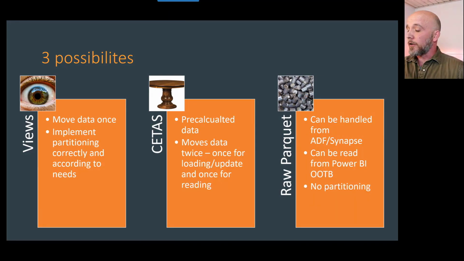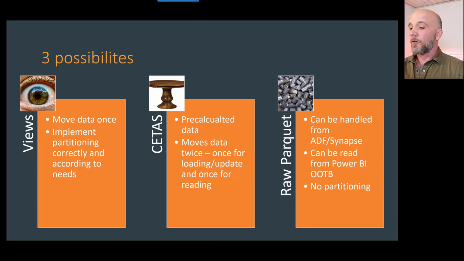If I do a view on a CSV file, then I'm only moving data once through the serverless SQL endpoint, because I'm storing it inside my blob storage, and then when I need it, I read it directly from the view. And if I need partitioning, then do it correctly and according to the business needs, and implement the query to help adhere to the partitioning, so the query folding can be processed down at the data lake.